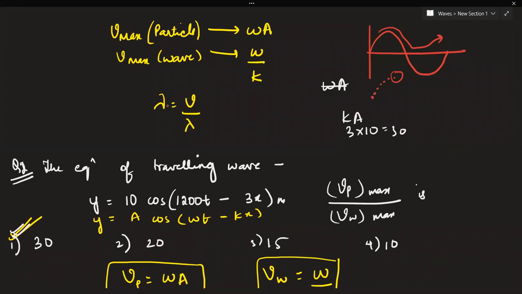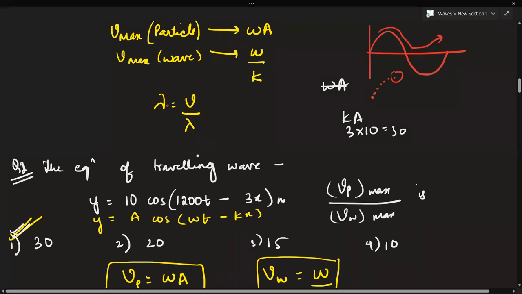And yes, ask if you have any doubt. So the formula for particle velocity is omega multiplied by A. Not omega by A, omega multiplied by A. And the formula for wave velocity is omega by K. And see, these are the maximum values of them.